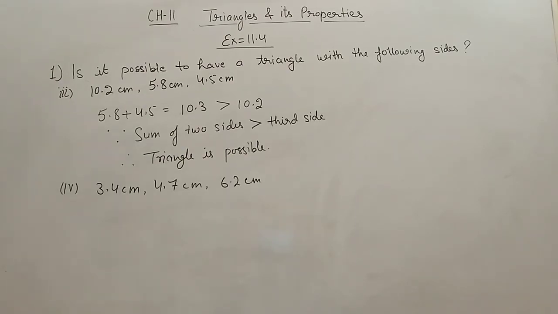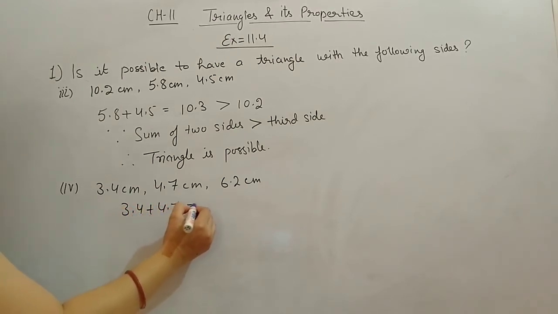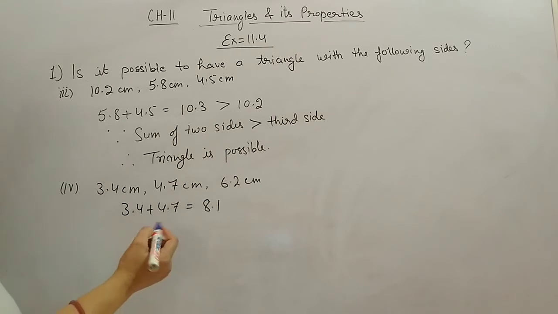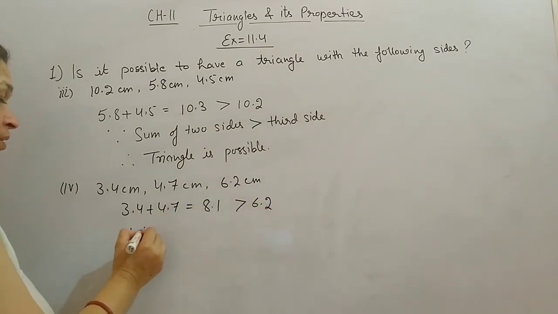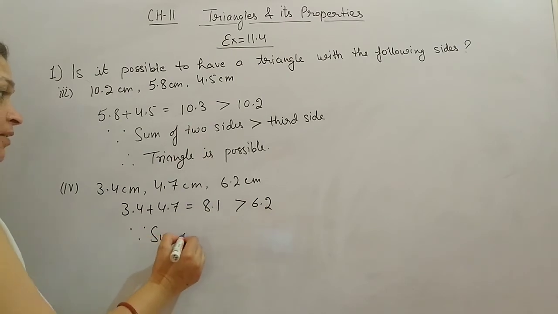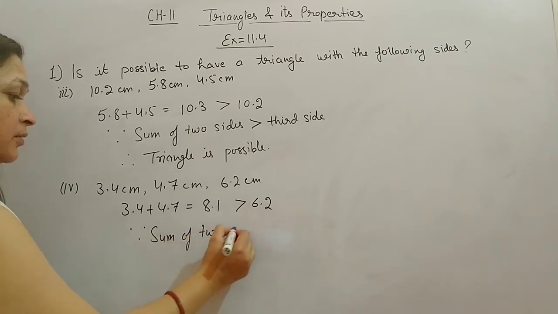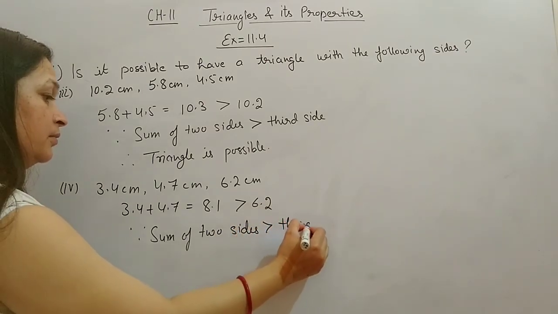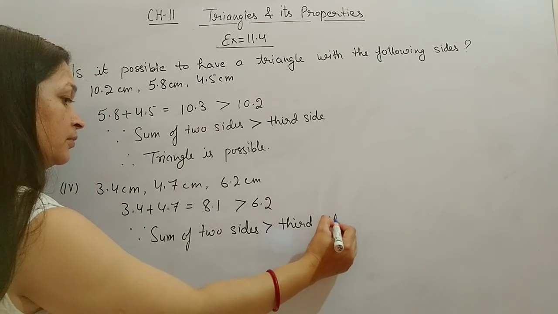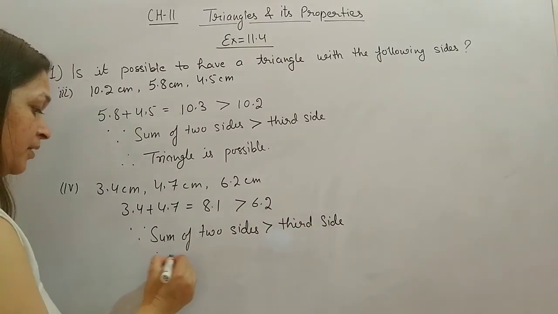Next, fourth part, 3.4, 4.7 and 6.2. The smaller two sides we will add here, 3.4 and 4.7. 3.4 plus 4.7 is equal to 8.1, and 8.1 is greater than 6.2. So because the sum of two sides is greater than the third side, therefore the triangle is possible.